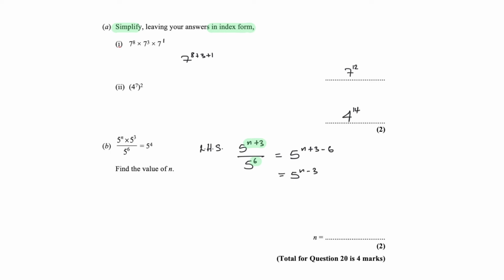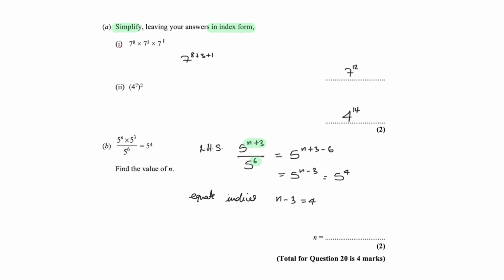Now, all of that on the left-hand side is equal to the stuff on the right-hand side. So that's then going to be equal to 5 to the power 4. Now that you've got the same base, where you've got 5 and 5, all you've got to do is equate indices, or in other words, it just means remove the power. So I'm going to say equate indices. And that's going to mean that n take away 3 is equal to 4.